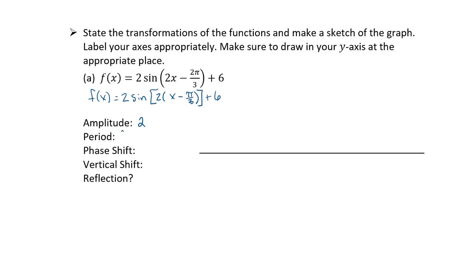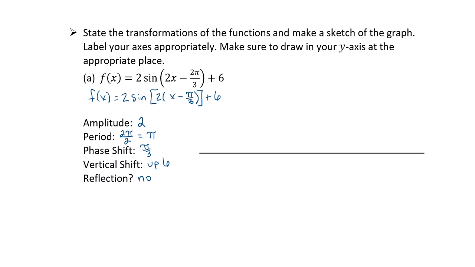The period is 2 pi divided by b. b is this 2. So 2 pi divided by 2 is pi. The phase shift is a positive pi over 3. Vertical shift, we're going to move the graph up 6 units. And we don't have a reflection.